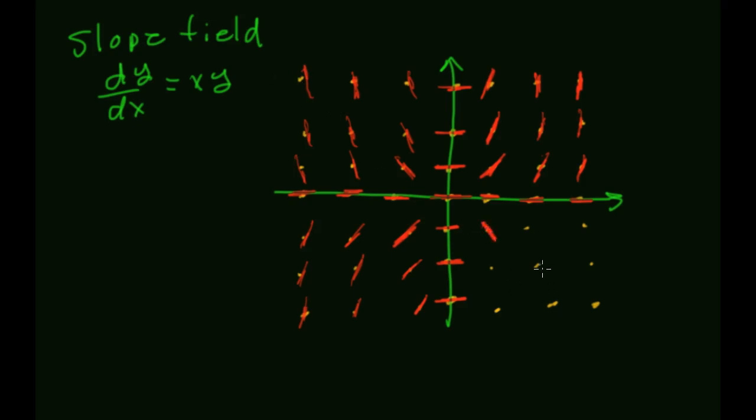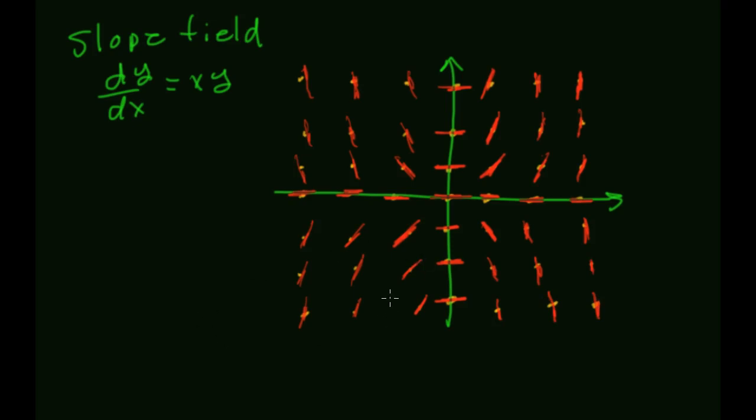Slope of -1, -2, -3, -4, -6, and -9. Okay, so what is the point of this?